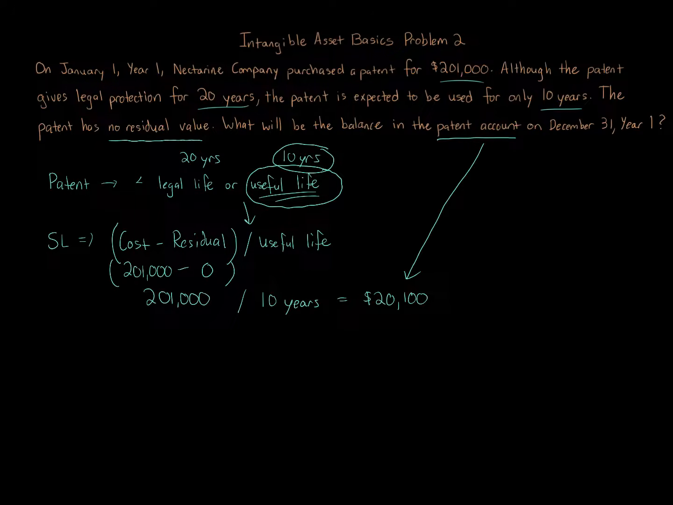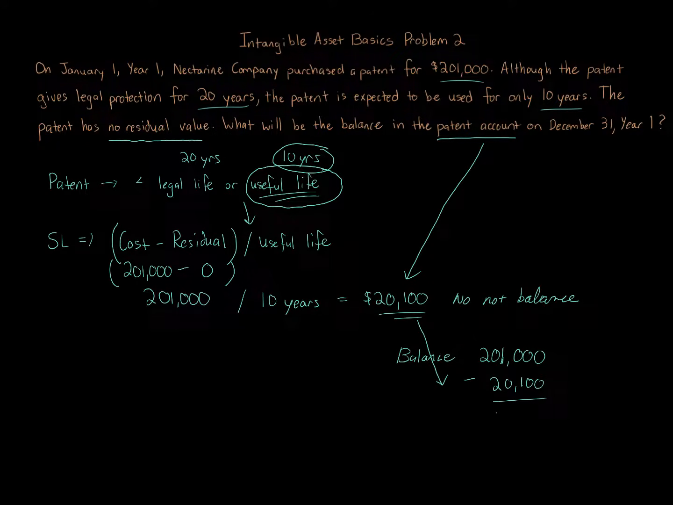Now the question's asking what is the balance in the patent account at the end of December 31, Year 1? Is it 20,100? No, not the balance. That's how much amortization we take in each of the 10 years. The balance is going to be the $201,000 minus the 1 year's worth of amortization, which is $20,100, and that gives us a balance of $180,900. So that is the correct answer.